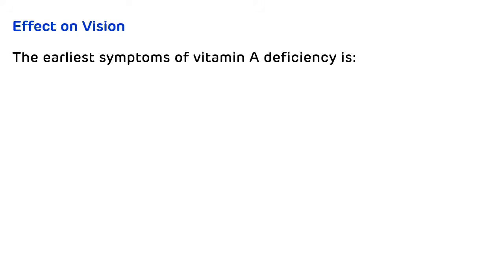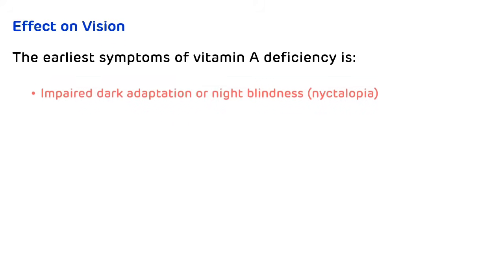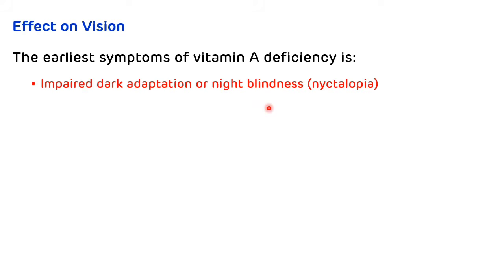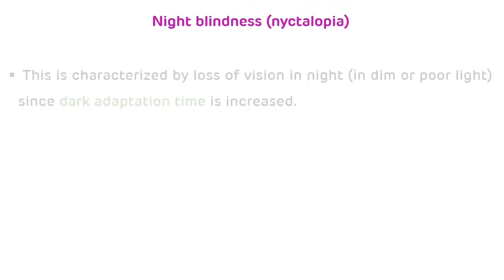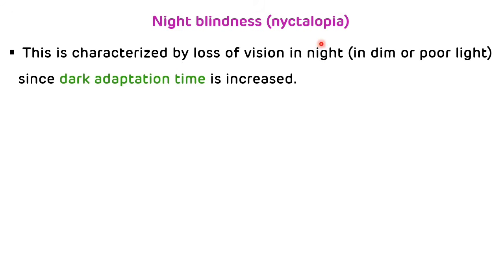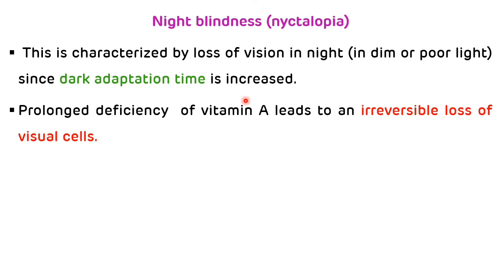Now, effect on vision. The earliest symptom of vitamin A deficiency is impaired dark adaptation or night blindness, poor vision in dim light, and xerophthalmia. First, we will discuss night blindness. This is characterized by loss of vision at night, that is in dim or poor light, since dark adaptation time is increased. Prolonged deficiency of vitamin A leads to an irreversible loss of visual cells.